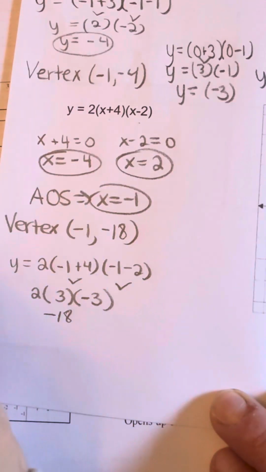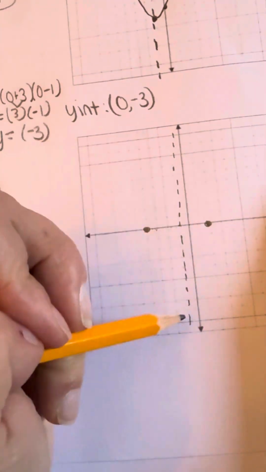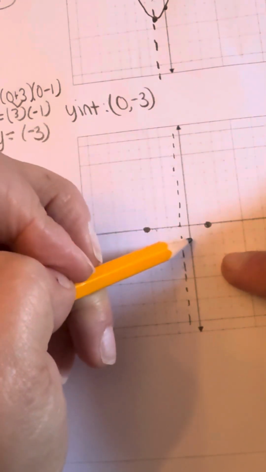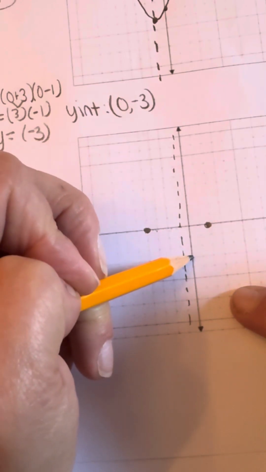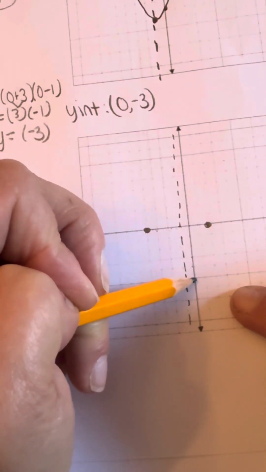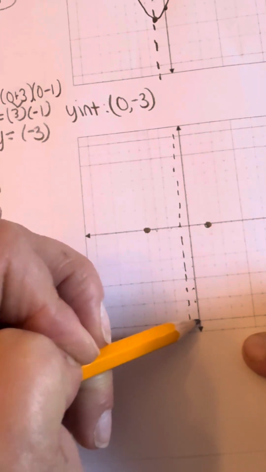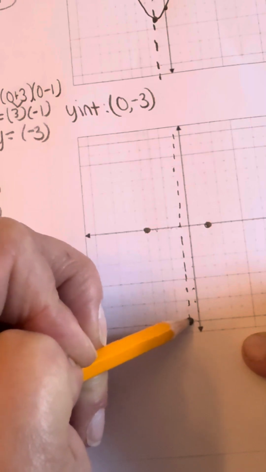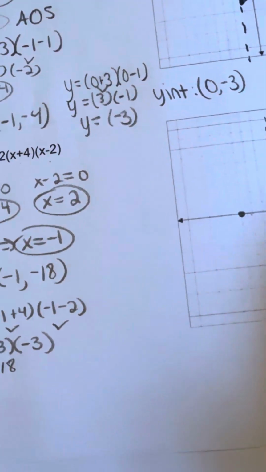So my vertex is -1, -18. I am going to go ahead, and on here, we're going to count by 2s for the y-axis. So we're going to do -2, -4, -6, -8, -10, -12, -14, -16, -18. So this is going to be right here at -1 and -18. And so that is my vertex point.